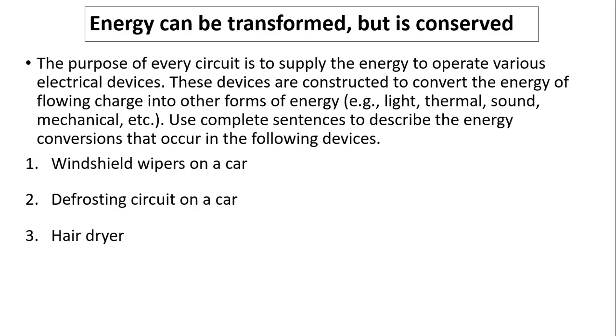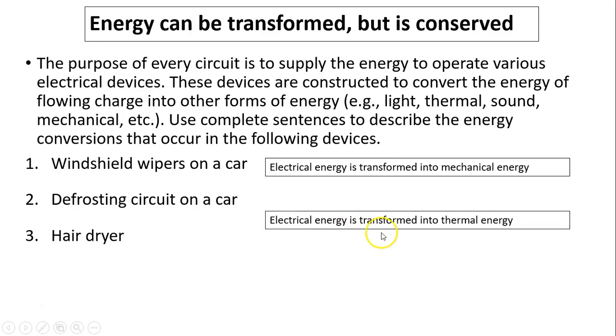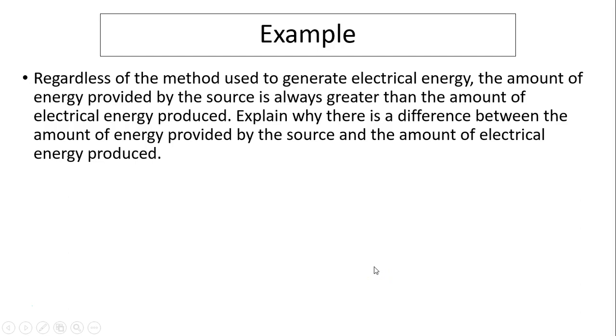Number one, windshield wiper on a car. What kind of energy transformation is here? A windshield wiper converts electrical energy into mechanical energy. Next one, how about the defrosting circuit on a car? For the defrosting circuit, you convert electrical energy into thermal energy. Last one, hair dryer. In this case, electrical energy is transformed into thermal energy, so you have heat, into mechanical energy, kind of like your hair is blowing and moving, and also sound energy. So many forms of energy. Let's take a look at another example.